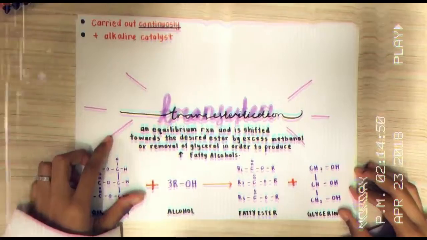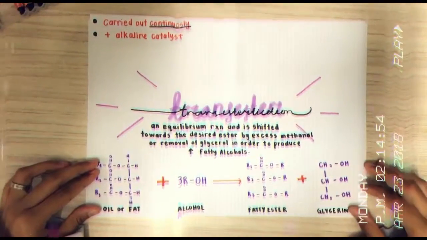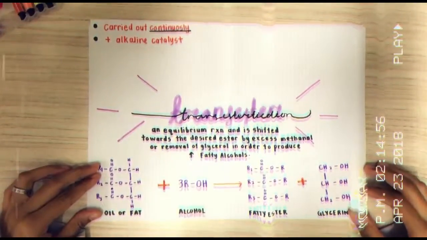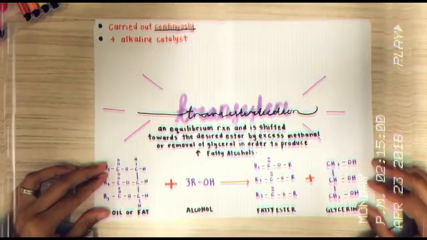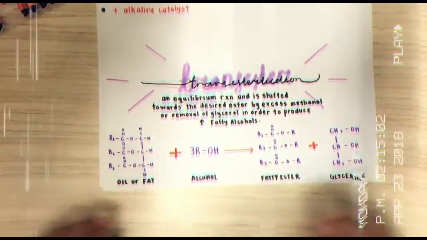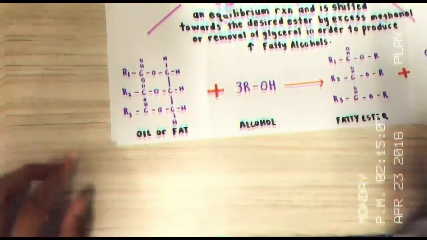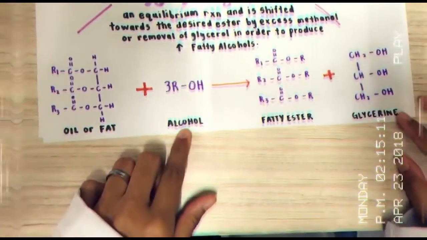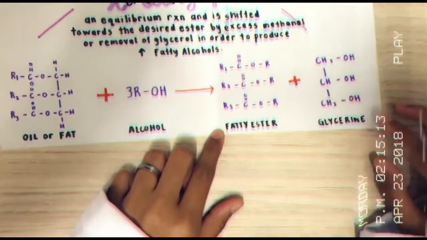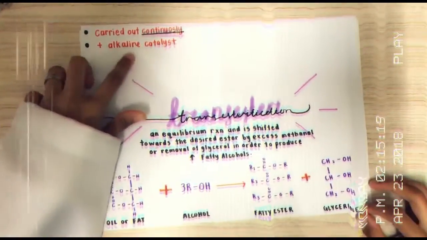Transesterification is an equilibrium reaction and is shifted towards the desired ester by excess methanol or removal of glycerol in order to produce higher fatty alcohols. This is the derivatives of transesterification process, which is oil or fat reacted with alcohol to produce fatty ester and glycerin. Transesterification process is carried out continuously with the alkaline catalyst.